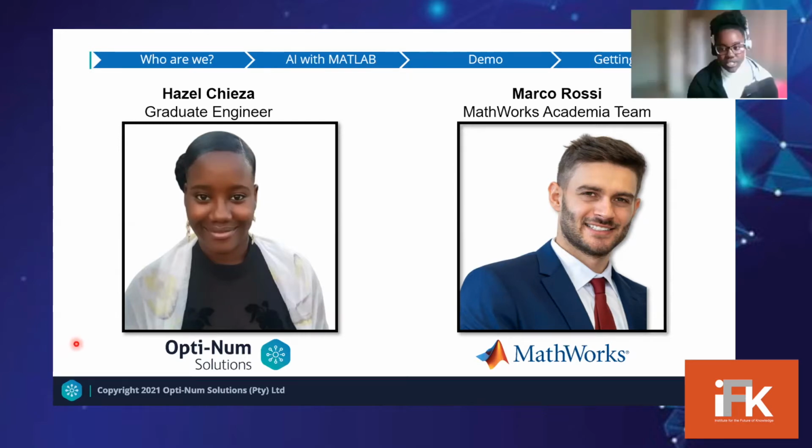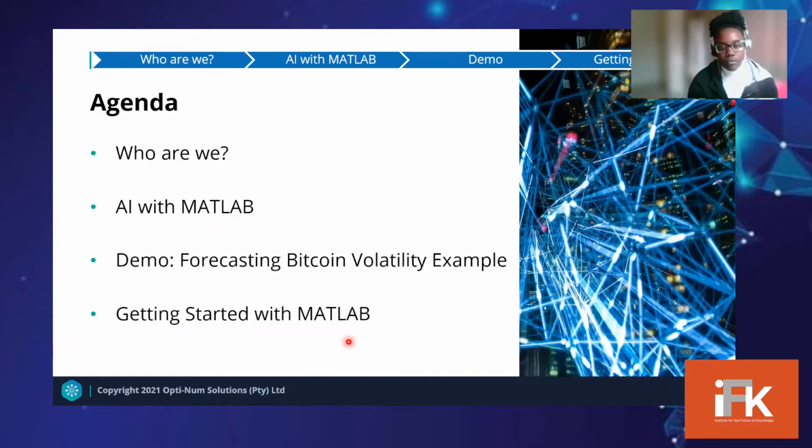So on the agenda for today, I am going to take you through a quick introduction about who Opti-Num Solutions is and what it is that we do, as well as who the MathWorks is and what they do. Marco is going to take you into a detailed discussion on artificial intelligence within the MATLAB environment. I will come back with a demonstration where we'll actually use these AI techniques on an actual Bitcoin volatility and industry problem. And finally, we'll conclude by just going through some of the techniques and tools that you can actually use to get started on using MATLAB.